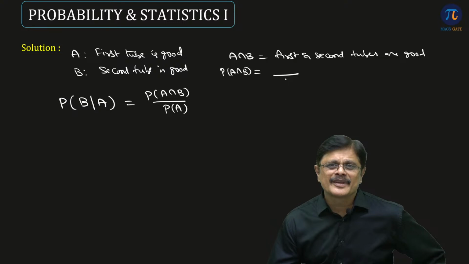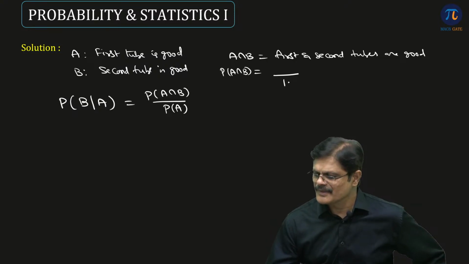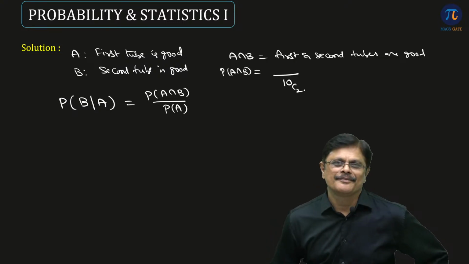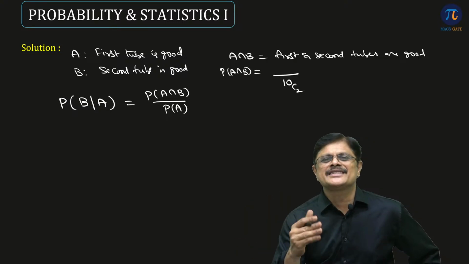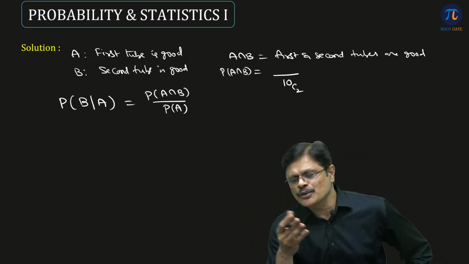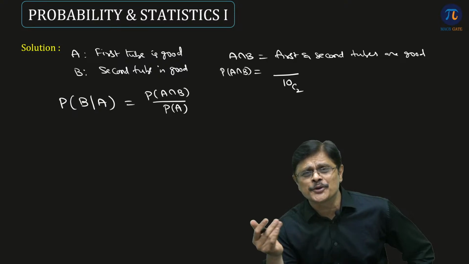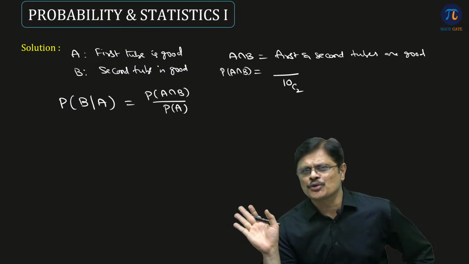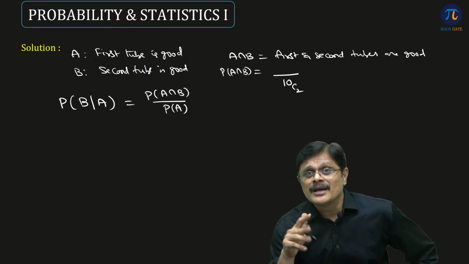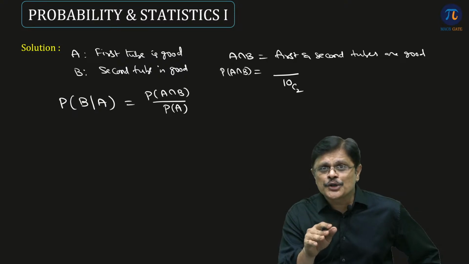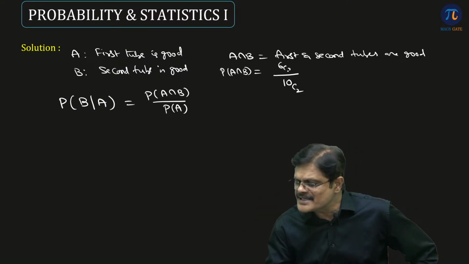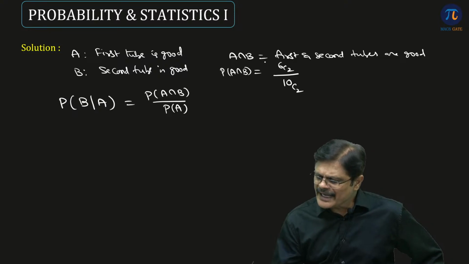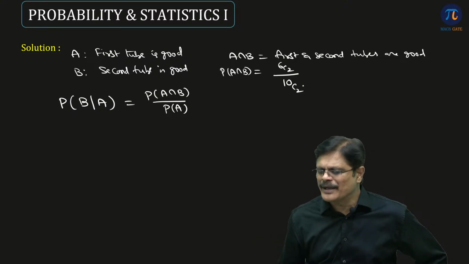What about the favorable here? 2 drawn means 10C2, that is total. When two tubes are drawn from 10 tubes, that is 10C2, that is the total. Now what about the favorable? 6 are good tubes. From that you need to take 2 good tubes. That can be done in 6C2 ways. So for A intersection B, probability is 6C2 by 10C2.